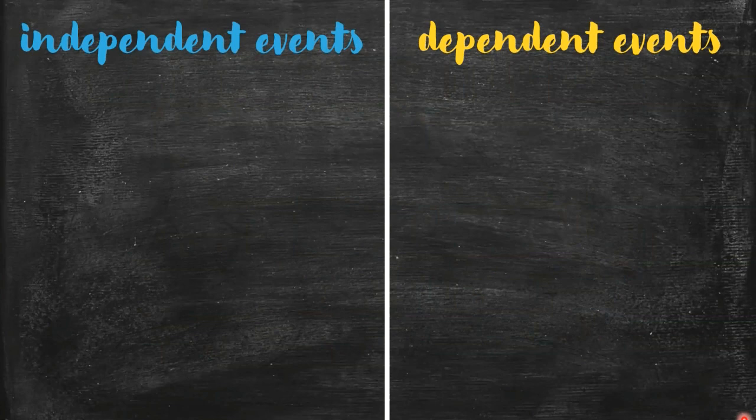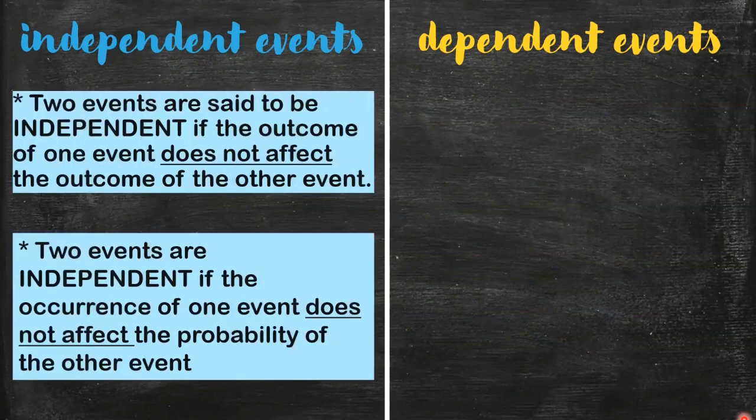To start our discussion, let us differentiate independent events from dependent events. Two events are independent if the outcome of one event does not affect the outcome of the other event. Some examples of independent events: getting heads when you toss a coin once, and getting a 6 when you roll a die once. Those two events are independent. Another example: eating vegetables and taking a bath. Those two events are independent.